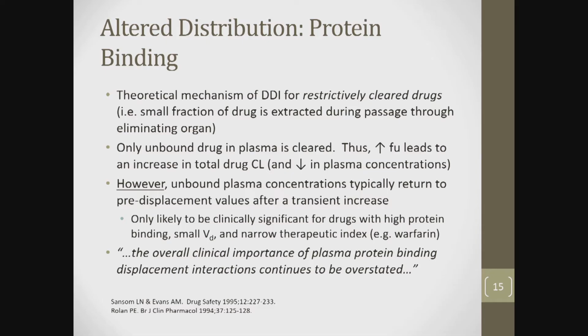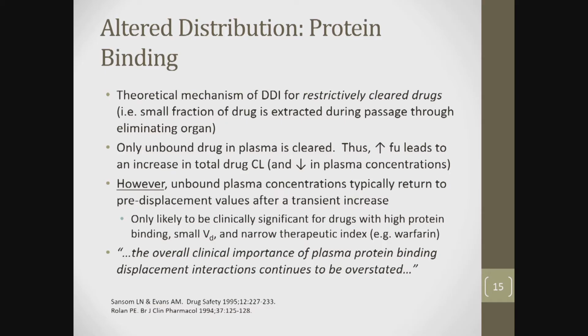Now we'll move on to drug interactions affecting drug distribution. Specifically, we'll talk first about protein binding. This is largely a theoretical DDI and generally is focused on restrictively cleared drugs. So those are drugs in which only a small fraction of drug is extracted as it passes through the liver or other eliminating organ. Because only unbound drug is cleared, you would expect an increase in the fraction unbound to lead to an increase in total drug clearance and hence a decrease in plasma concentrations.